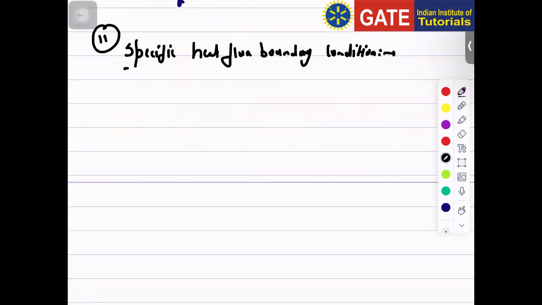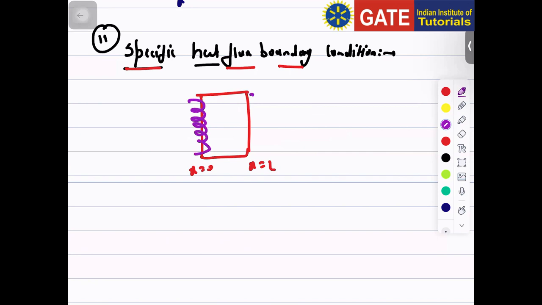Again, this is a specific heat flux. So heat flux will be constant. So let's say this is a plane slab I'm assuming. This is your x equals 0 and this is x equals L. So here you will be applying a heat flux, and here you will be applying a heat flux that is constant. So at x equals 0, q equals q_L.